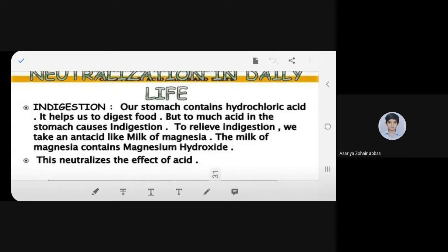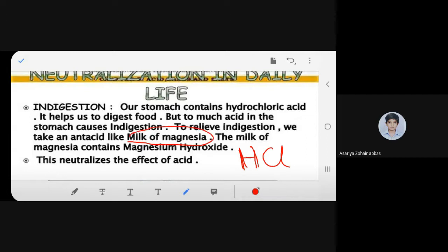We already know that our stomach has hydrochloric acid. What is hydrochloric acid, beta? HCl. Is this clear? Now, this acid helps to digest the food that you put in your stomach. When the acid becomes too much, then indigestion occurs in the stomach. Now, to remove indigestion so that you feel okay, you don't get the pain, we take an antacid, which is also known as milk of magnesia.